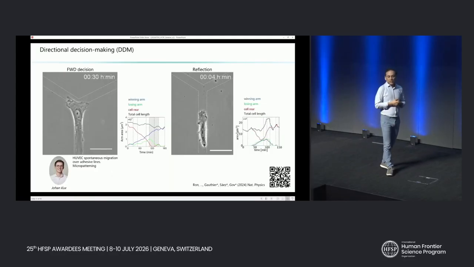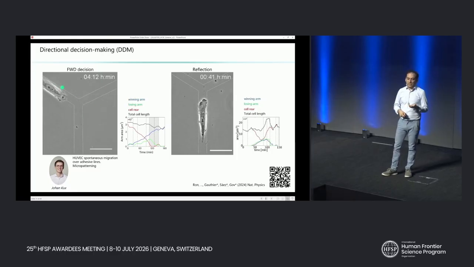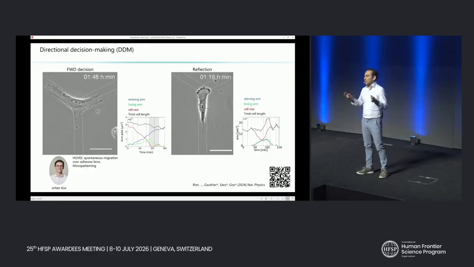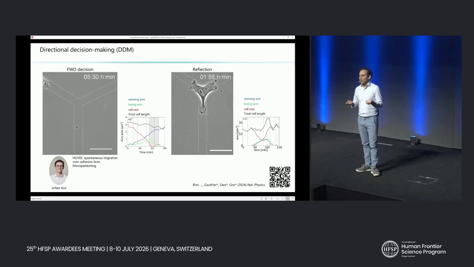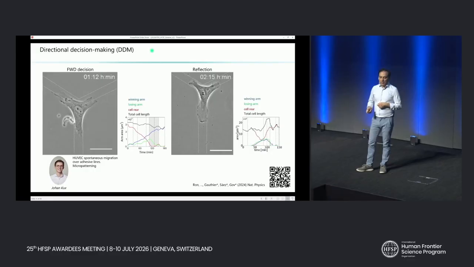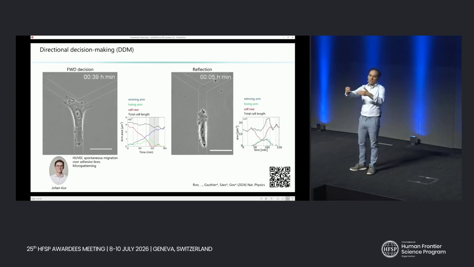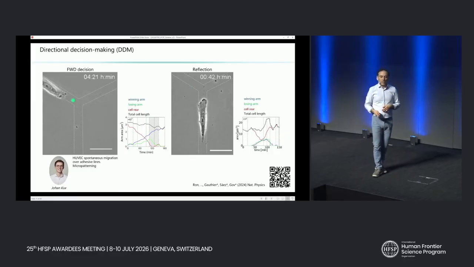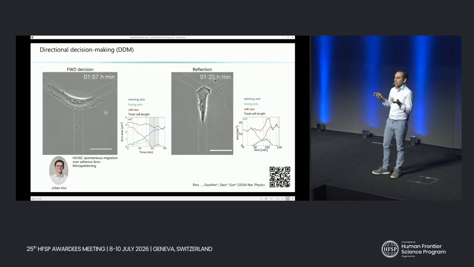Okay, so let's go to the decision making. On the left side, you see a cell that is exploring both branches and then deciding to go left, whereas the cell on the right is going to reach the junction, explore both branches, but somehow decides to go back, which we call a reflection. First, I want to say that the chance of choosing one of these three paths is not one third. The cells prefer going forward a lot more than doing the reflection, probably because it is more energetically costly. Everything I'm going to show you today is about forward decisions: cells that are going forward, explore the path, and eventually decide for one.